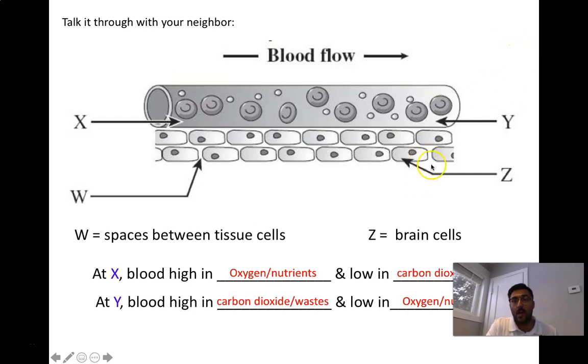And then we could say the opposite for Z and W. At point Z, we're high in oxygen and nutrients. At point W, we were high in carbon dioxide and wastes. Okay.